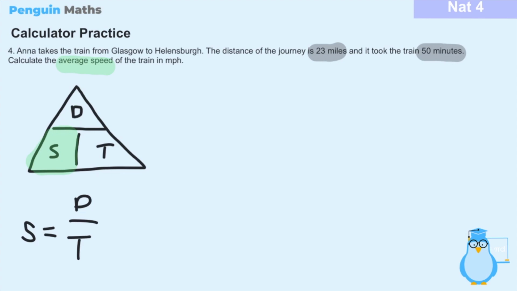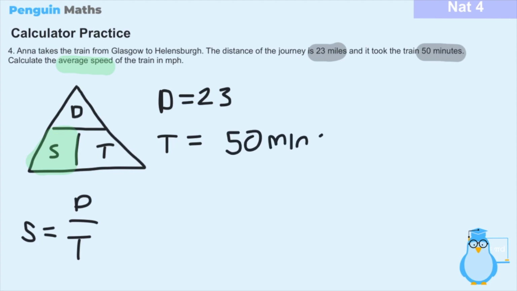Now the key thing with speed, distance, time problems is we have to consider units, and what we want our units to be in is miles per hour. So what that means is our distance should be in miles and our time should be in hours. So we can see here already our distance is already in miles, so that's okay. So we can see that D is equal to 23 miles, but our time is currently in minutes, but we want it in hours. So if we have a time of 50 minutes, how do we convert that into hours? Well, we know that 60 minutes makes up an hour, so in order to convert from minutes to hours, we want to divide the minutes by 60, and that will give us the value.